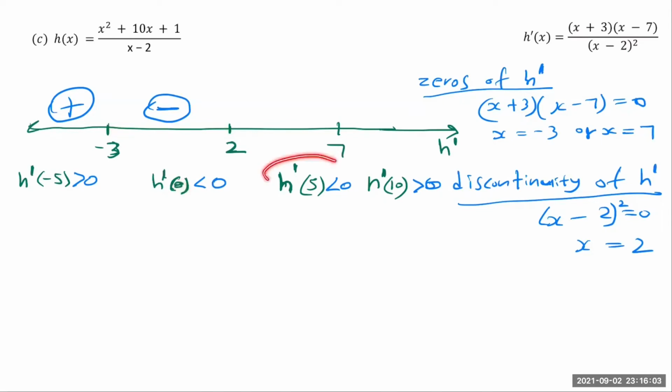And in this interval here, h prime of 5 is negative. So that means your derivative has to be negative in this entire interval. By the way, at x is equal to 2, your derivative is undefined. Notice that at x is equal to 2, your derivative is undefined. So usually we write DNE, does not exist. And in the last interval, your derivative is positive.